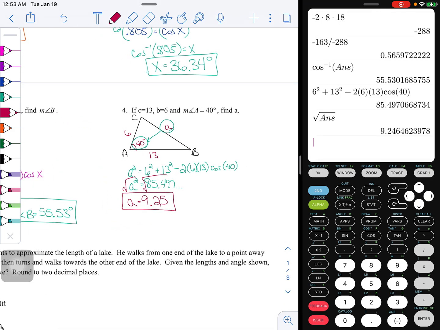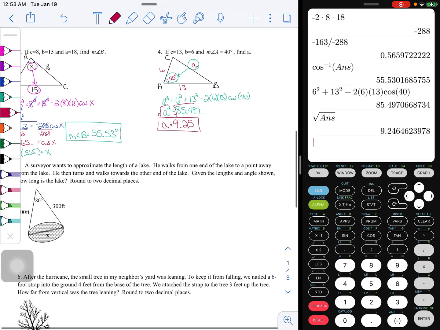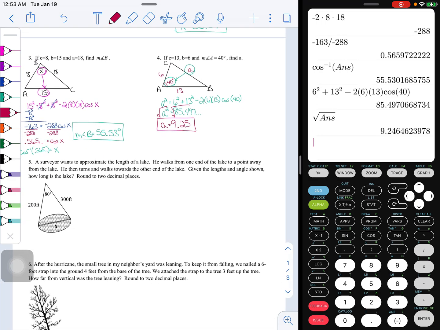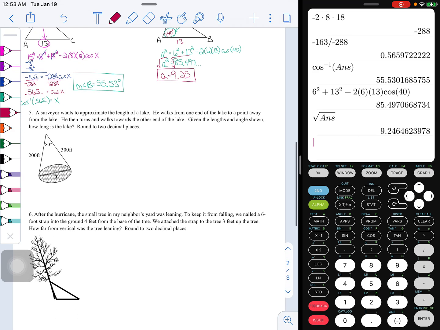So that's if you just have a regular triangle. Let's take a look and see. We got a couple pretty simplistic word problems here, and let's see if we can get those figured out. A surveyor wants to approximate the length of a lake. He walks from one end of the lake to a point away from the lake. He then turns and walks towards the other end of the lake. Given the lengths and the angles shown, how long is the lake?